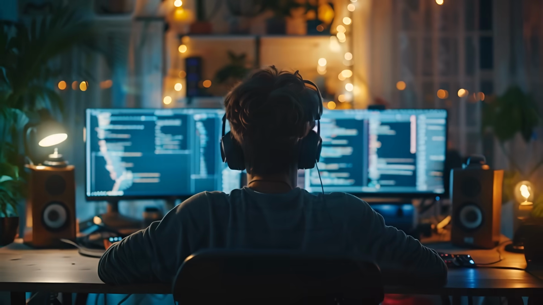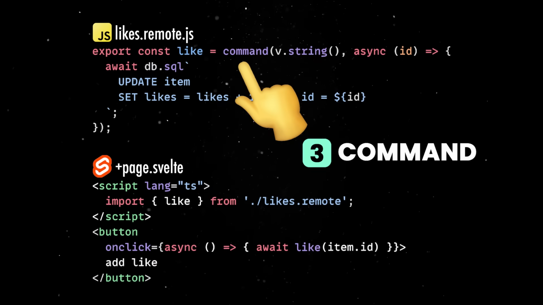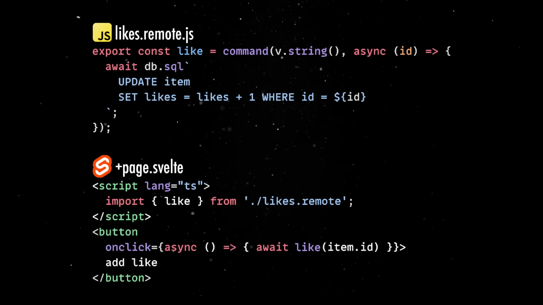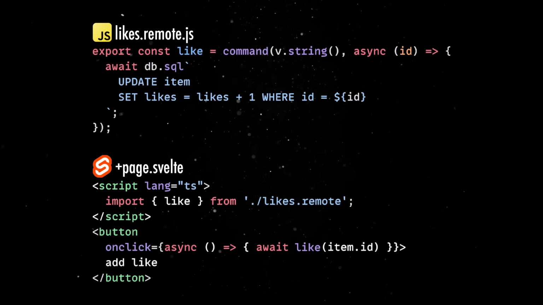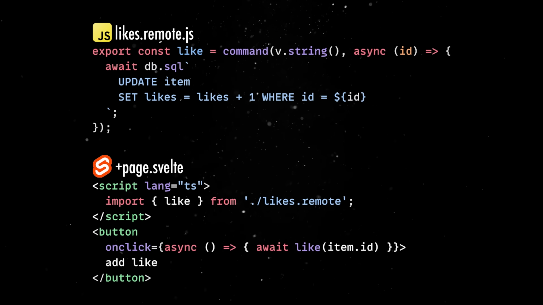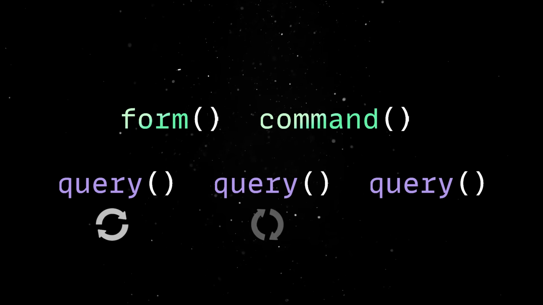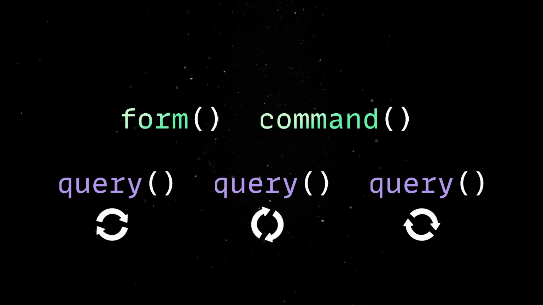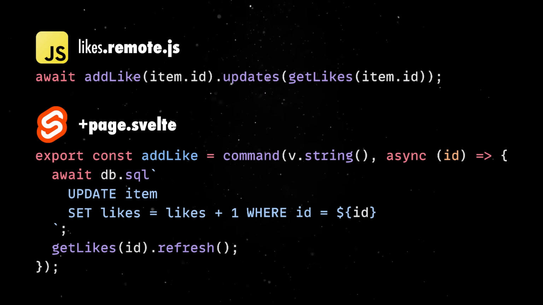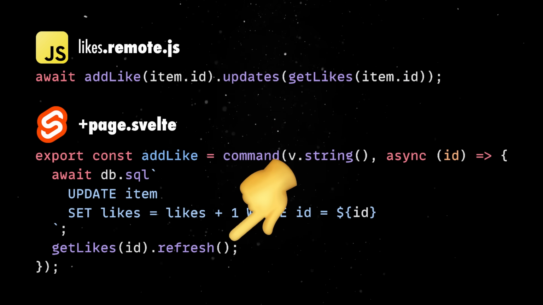And if you're not working with a form, but still need to run a server-side action, you can use a command remote function. This one is essentially the same idea as form, but commands can also trigger query refreshes or perform optimistic updates, so the UI reflects the change instantly, even before the server responds. As with forms, any queries on the page will automatically be refreshed following a successful command, but we can make things more efficient by telling SvelteKit which queries will be affected by the command, either inside the command itself or when we call it.